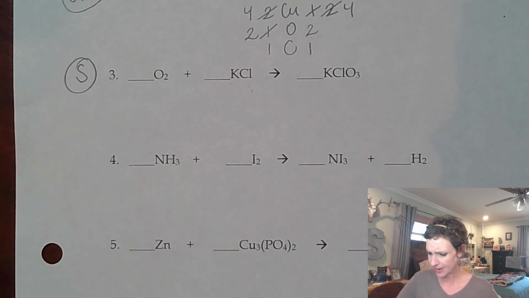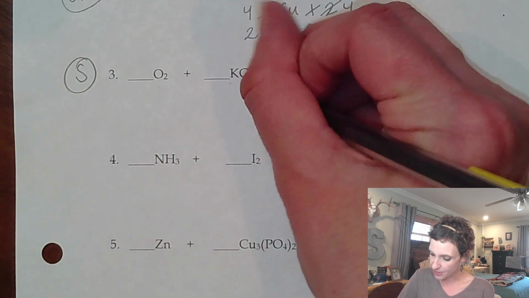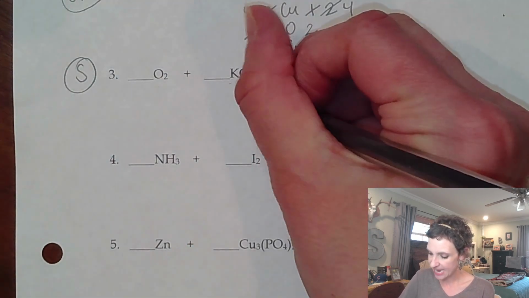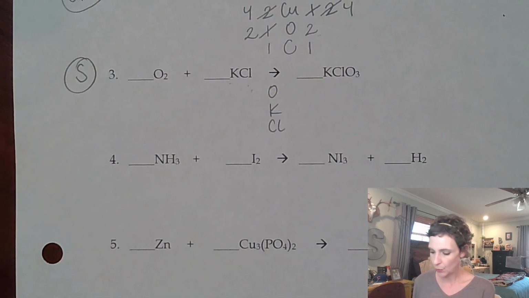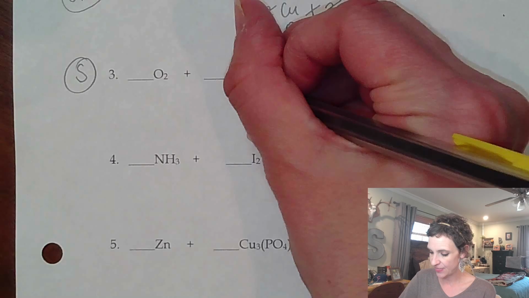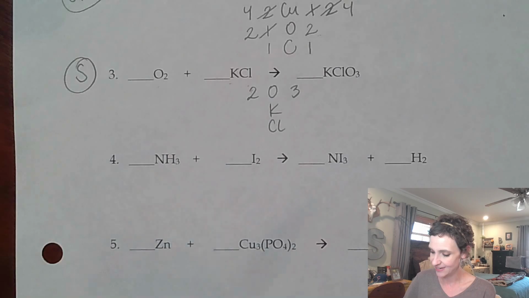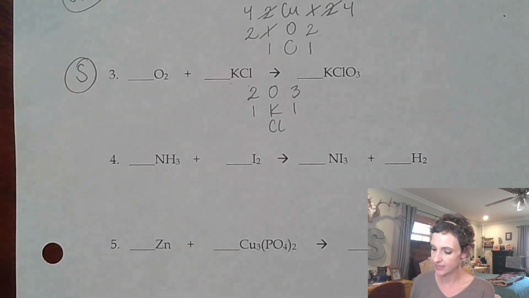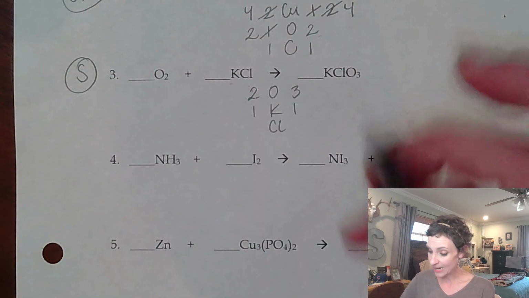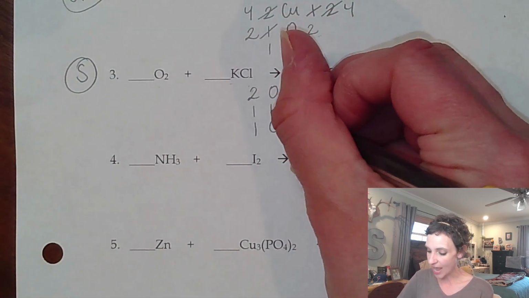Okay. So now we are ready to set up our inventory. We have an oxygen, we have a potassium, and we have a chlorine in this. Cool. 2 oxygens on the reactant side, 3 oxygens on the product side, 1 potassium on the reactant side, 1 potassium on the product side, 1 chlorine on the reactant side and 1 on the product side.